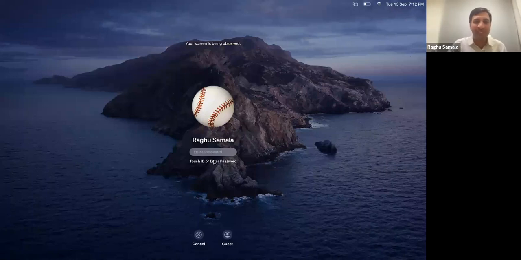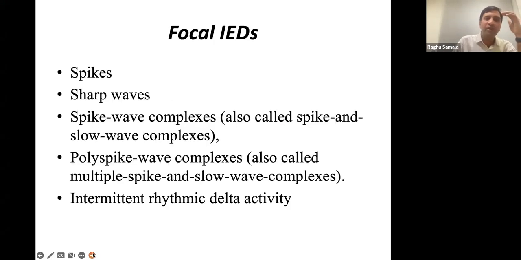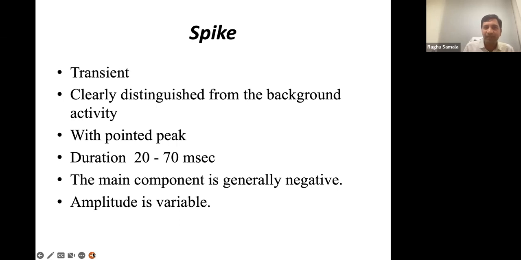And next we are going to see some focal abnormalities. Till now you saw the normal waves: alpha waves, delta waves, vertex waves, and the sleep spindles. And the abnormal ones are spikes and sharp waves, or spike and wave, polyspike and wave, and intermittent rhythmic delta activity. Spikes are transient and clearly distinguished from the background activity, with a pointed peak, and the duration should be 20 to 70 milliseconds.